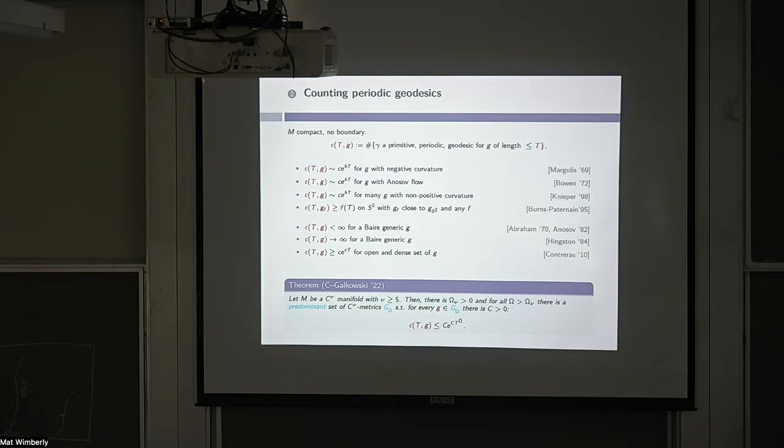We believe that if we had been smarter, we would have been able to choose this omega nu independent of nu. We believe it should be like 1 plus epsilon, any epsilon. But the truth is that our current methods don't allow us to go anywhere close to that. But that's what we believe should be the truth.